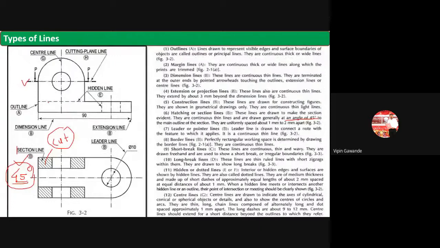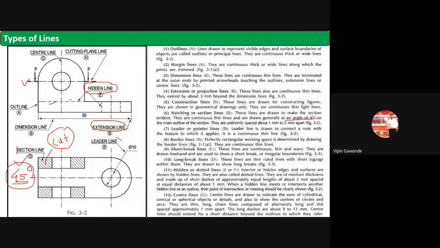Now, for what purpose are hidden lines used? Hidden lines are used to show the parts which are not visible to the observer. If any part is not visible to the observer, but it is there on the back side, then that part we have to show by means of the hidden line. Okay. So likewise, they will ask the questions.